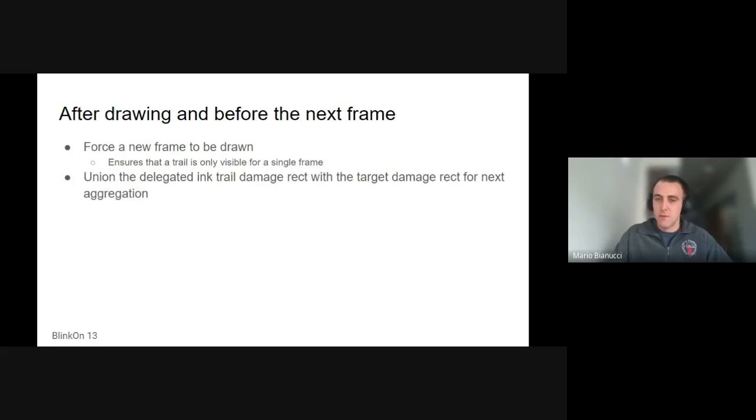So we force the frame to be redrawn, and as part of that, we also have to make sure we actually union the delegated ink damage rect into the target damage rect during the next surface aggregation. This is just because if a frame wasn't otherwise going to be created, there wasn't going to be any damage to it, so nothing would be aggregated and draw and swap wouldn't occur. So we have to make sure that there's some damage on that for aggregation to actually occur. And that's the current state of things in Chromium.